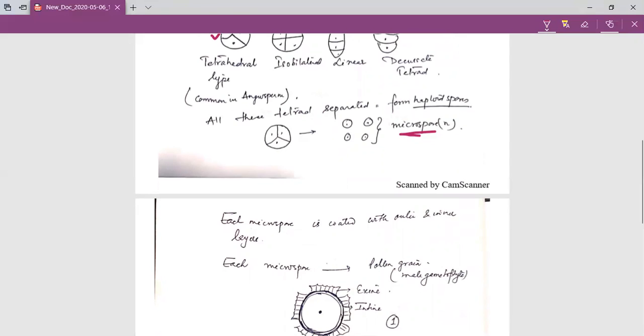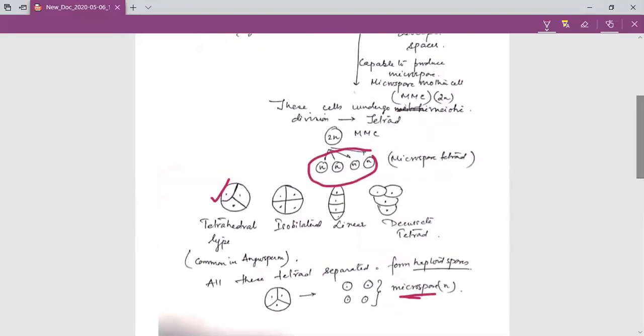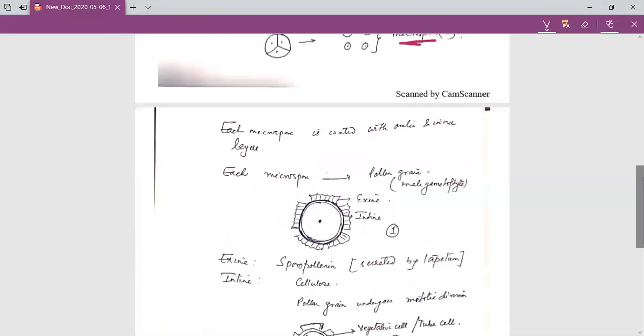So again, what is microsporogenesis? Microsporogenesis is the formation of pollen grain from microspore mother cell, or microspore formation taking place from microspore mother cell. That means conversion of microspore mother cells to microspores is called microsporogenesis. This is a very important definition.